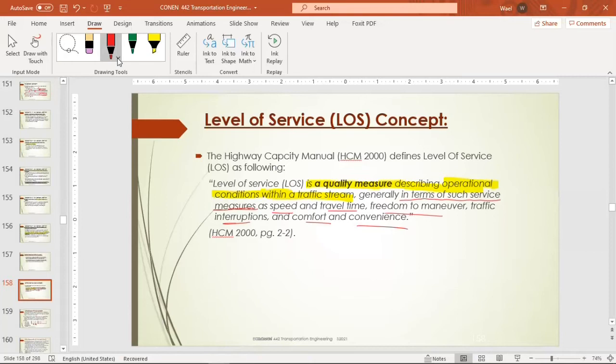What do we mean by this? Basically, level of service is a quality measure. It describes the quality of operational conditions of this facility. It's a measure of operational quality for a particular facility or element in the traffic system. Generally in terms of such service measures, the service measure differs from one facility to another. For example, speed could be a service measure, travel time, freedom to maneuver, traffic interruptions, and so on. We will go to this later with more examples. Any questions?